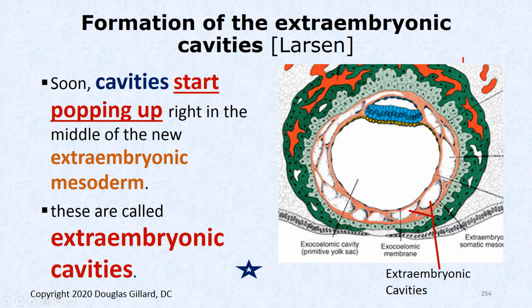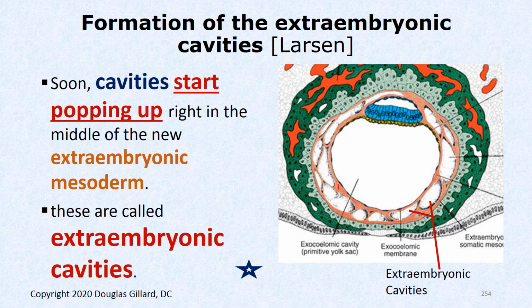Let's go to the next slide. So formation of the extraembryonic coelom. The next thing that happens, and I might have a technical problem going on, so I'm going to stop this, but I'm just doing a quick experiment here. But we'll do this. So the next thing that happens is our beautiful mesoderm gets these holes in it. And these are called the extraembryonic cavities, or the extraembryonic coelom.